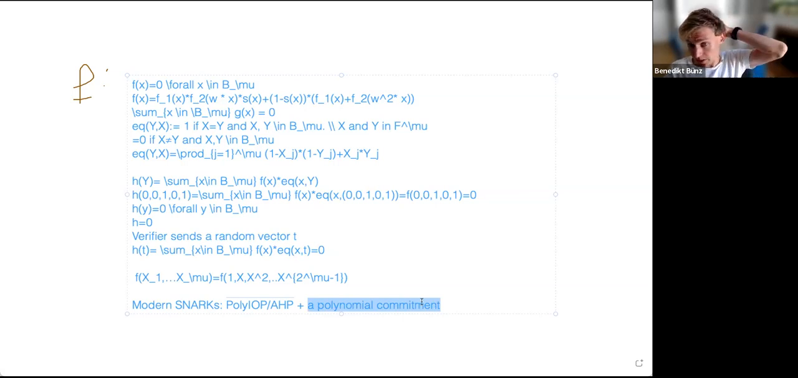So what we did is we implemented it with a specific polynomial commitment scheme, and the numbers that we give in the evaluation are with the KZG-based polynomial commitment scheme, simply because, to some degree, it was easy to implement. It gives us the shortest proofs.